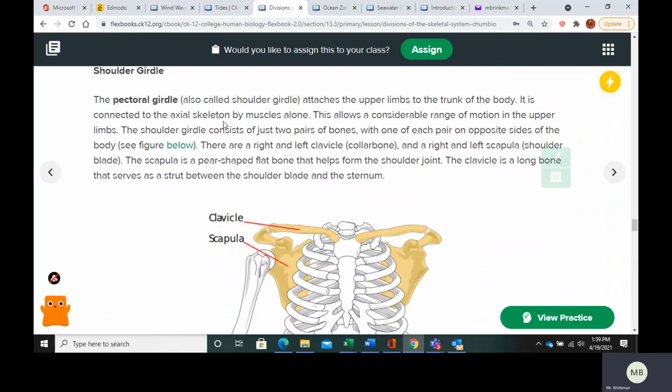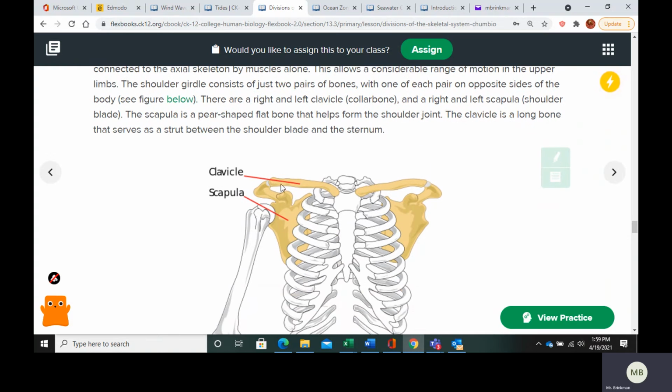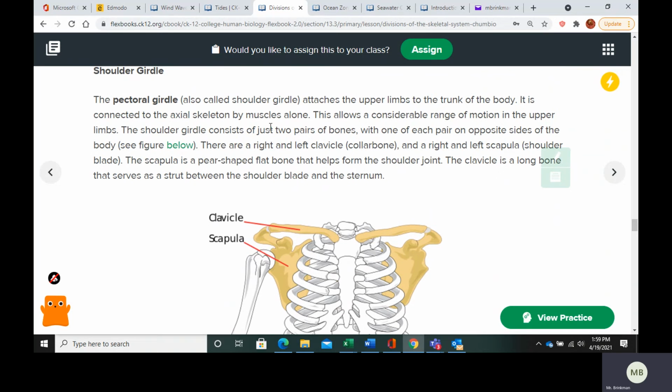The shoulder girdle attaches the upper limbs to the trunk of the body. It's connected to the axial skeleton, and this allows for range of motion. So you have your clavicle and you have your scapula. The scapula helps form the shoulder joint. The clavicle connects the shoulder blade and the sternum.